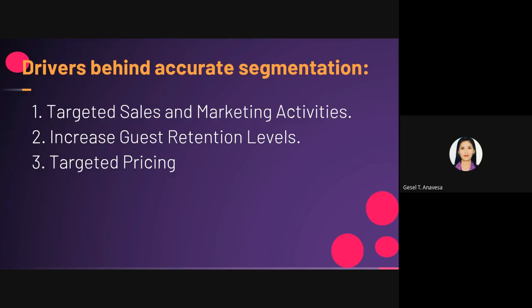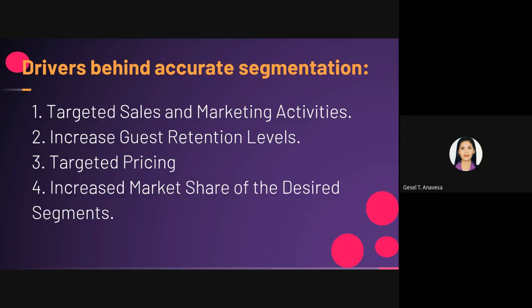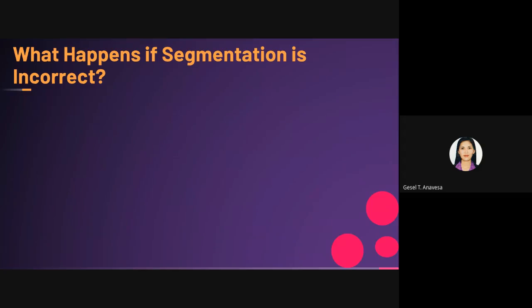Third, targeting pricing. So as each segment will respond to price proposition in a different way, accurate segmentation will assist in the pricing process. Okay. And then fourth, increased market share of the desired segment. So accurate market segmentation will allow hotels to focus on the growing desired market segments. Okay, focus on secondary segments during need or distress periods and move away from the unprofitable or hard to reach segments. Okay, so the ultimate aim of accurate segmentation is to improve efficiencies that lead to enhancement of the profit opportunity.